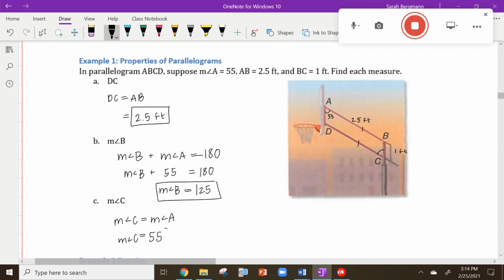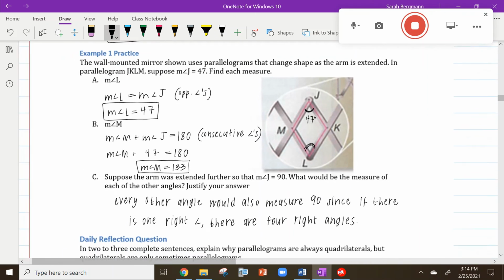All right, I want you to try the practice problem that I have for you. It's very similar to this one. Here are the correct answers for that.